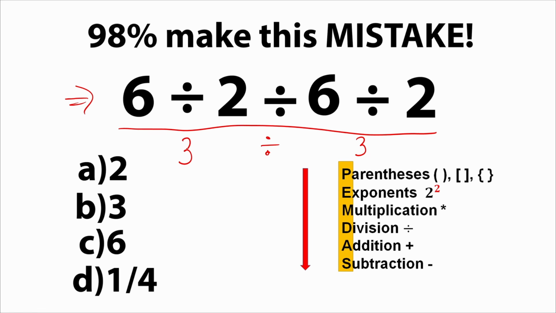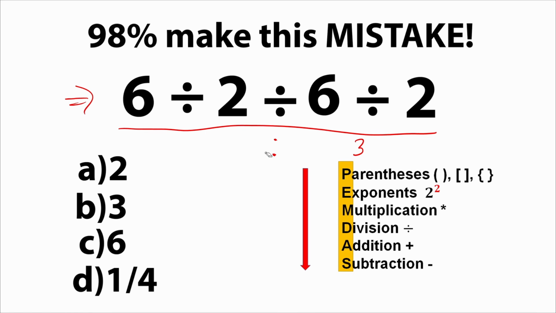Or 6 divided by 2 equals 3. Sorry, something goes wrong. 6 divided by 2 equals 3. And right here we have the same division. We have 3 divided by 3, and a lot of students might be thinking that 3 divided by 3 equals 1. Yeah, a lot of students make this mistake. A lot of students combine this stuff right here.